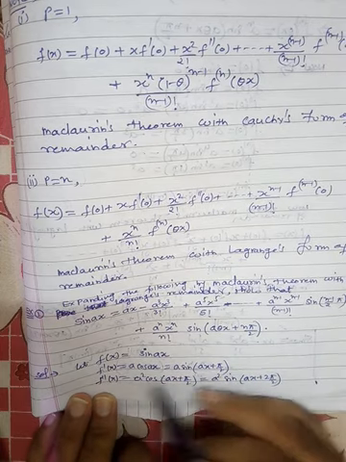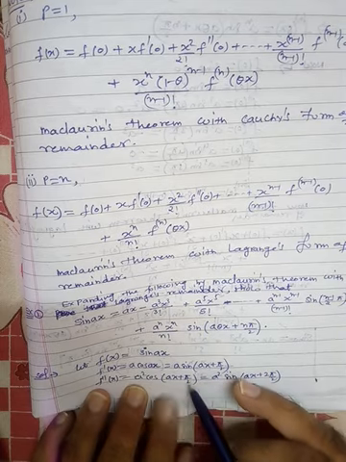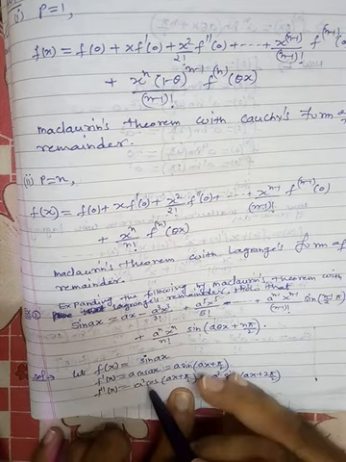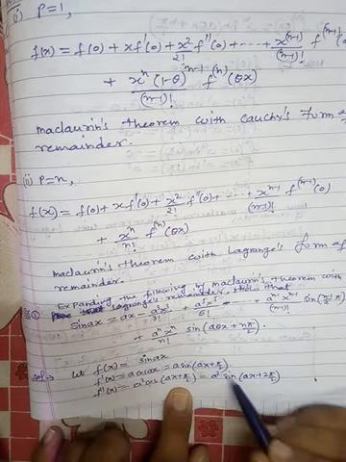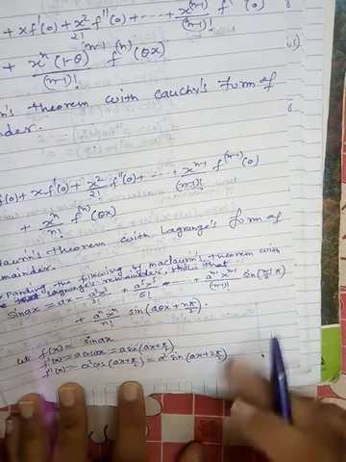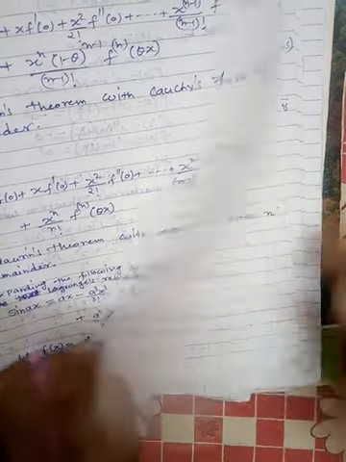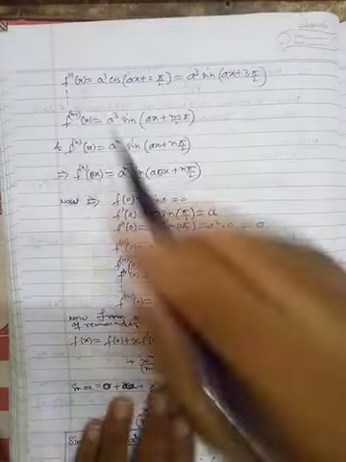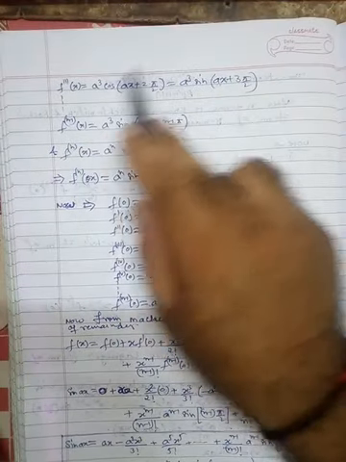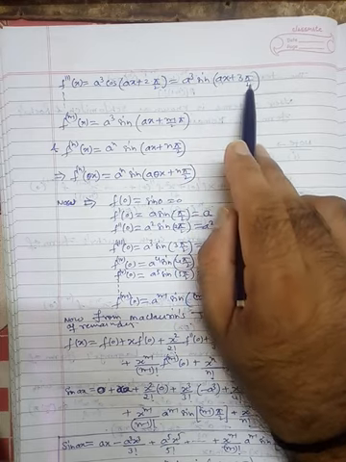Second derivative, again differentiate this. We get a square cos ax plus pi by 2. Again convert this cos into sine. So a square sine ax plus 2 pi by 2. So now you can see that we have a generalized formula. That third derivative is this. Again convert this into sine. So we get a cube sine ax plus 3 pi by 2.